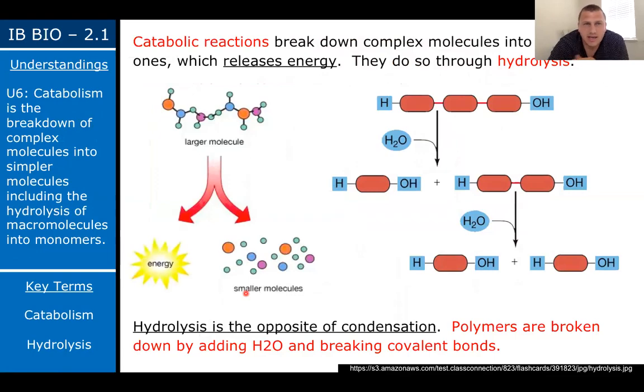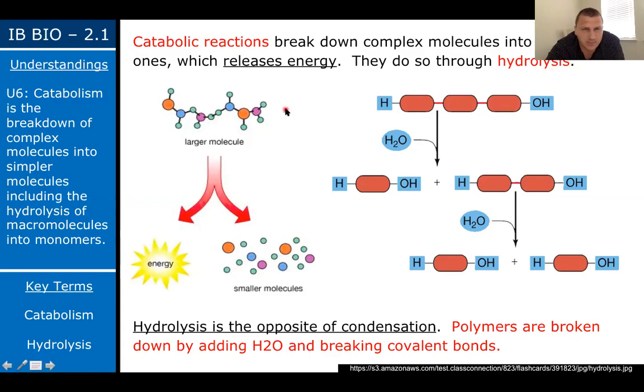Catabolic reactions actually is now going to be the reverse of that, right? It breaks down complex molecules into simple ones, which then releases energy. That's why we eat something, and when it's broken down, those bonds are broken, that gives our body the energy from food. This is releasing energy, and these are also going to be through hydrolysis. Hydro meaning water, lysis meaning to cut. So we actually use water to cut these bonds.